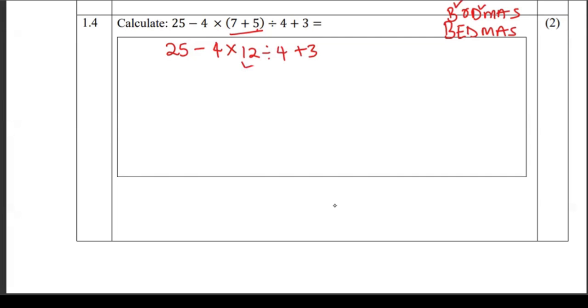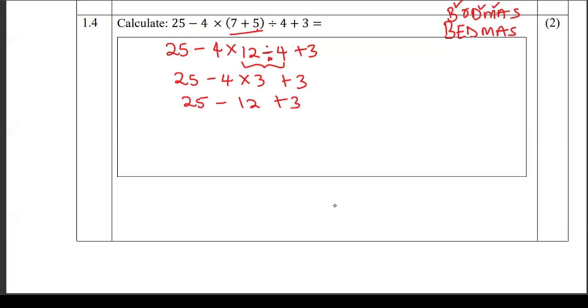Division is having 12 and 4. So when I say division, I look at the division sign and look at the numbers that are bordering the division. So it's going to be 25 minus 4 times 12 divided by 4 is 3, and then I'm adding the 3. Then division is done. We go to the multiplication. Multiplication of the numbers is 4 and 3, so 25 minus 4 times 3 gives me 12, plus 3.